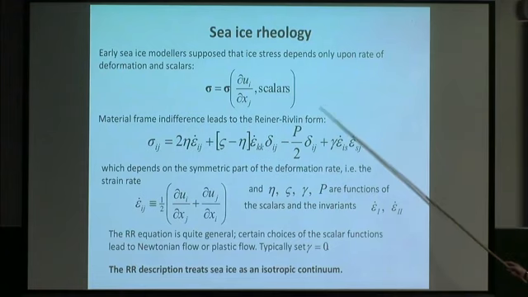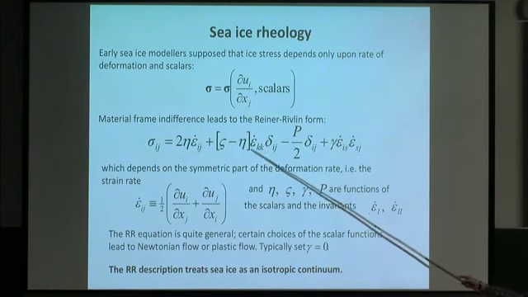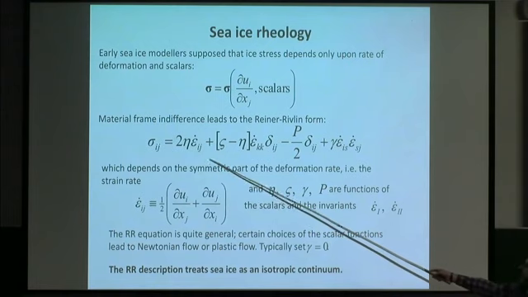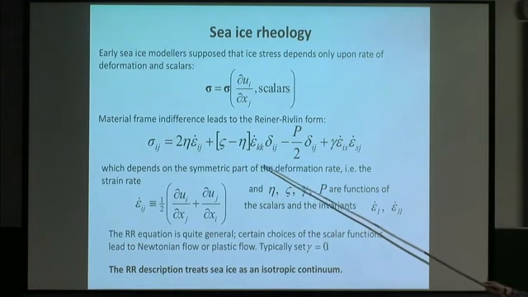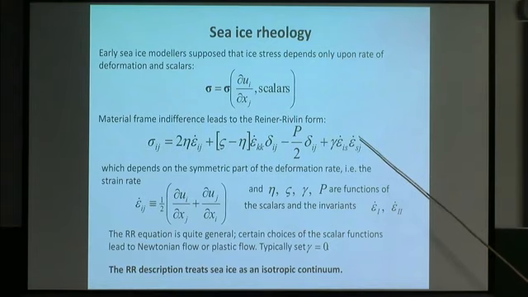Material frame indifference implies the sea ice rheology in this case must assume this form. It's the famous Reiner-Rivlin equation. These eta and zeta are typically called viscosities. P would be the ice strength or pressure term. This term is generally neglected. I can't think of any area where that term is actually included.